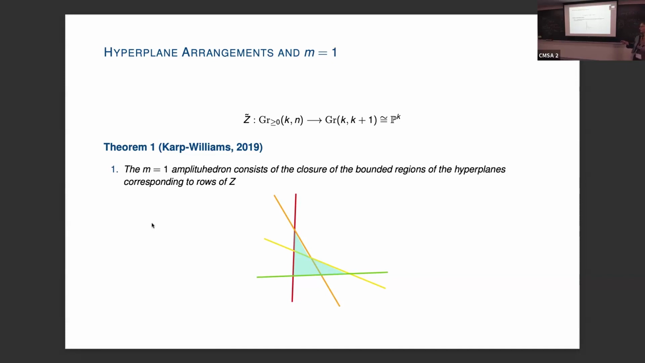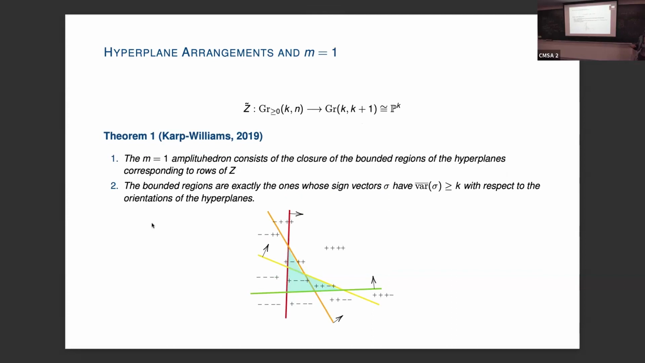And then this will make 3 bounded regions here. So Z is a 4×3 matrix, so we have four lines. We'll have 3 bounded regions, and those make up our m=1 amplituhedron. This is part 1 of this theorem.